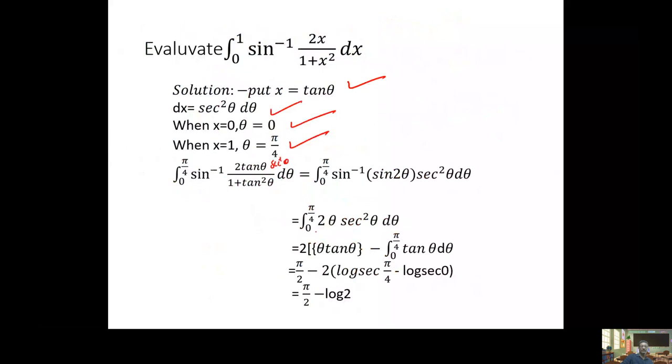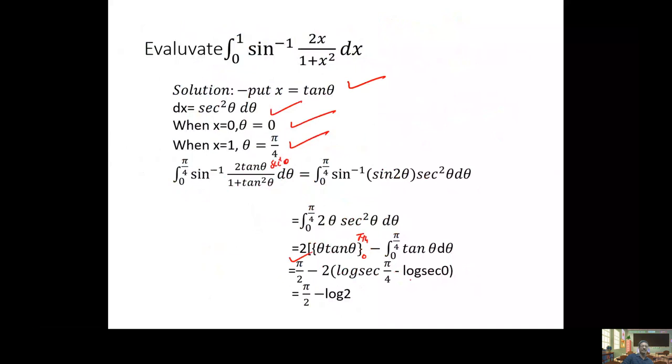So it is 0 to pi by 4 2 theta sec squared theta. So 2 into theta sec squared theta. First function theta, second function sec squared. Theta is algebraic, sec squared theta is trigonometric. Theta into tan theta, upper limit and lower limit, minus 0 to pi by 4 tan theta. So upper limit pi by 4 into tan pi by 4 into 2, 2 means pi by 2 you are getting, minus 2 into log sec pi by 4 minus log sec 0.